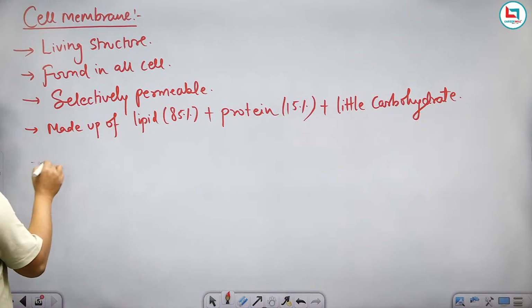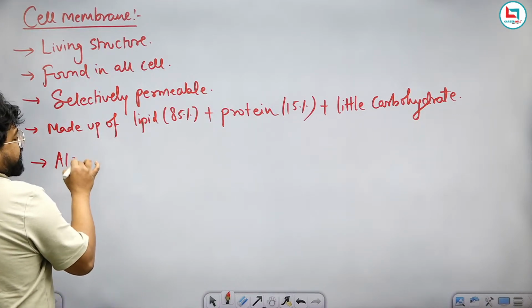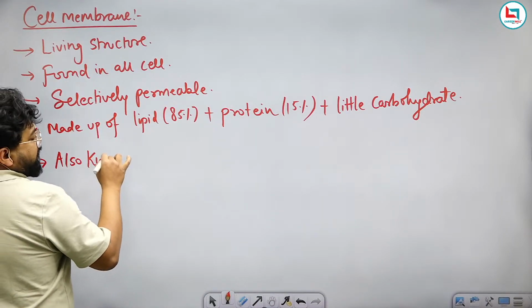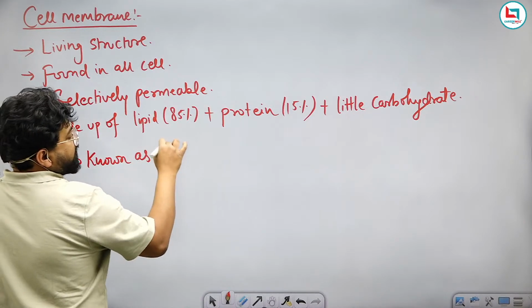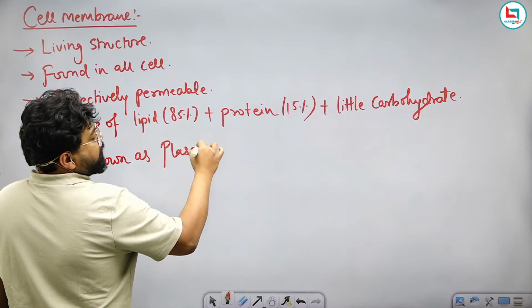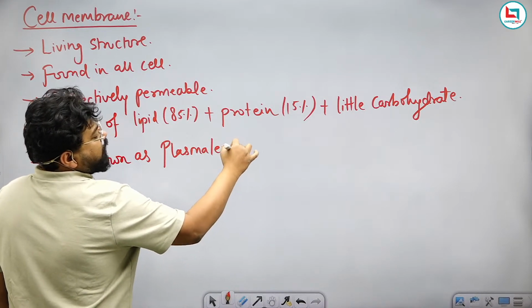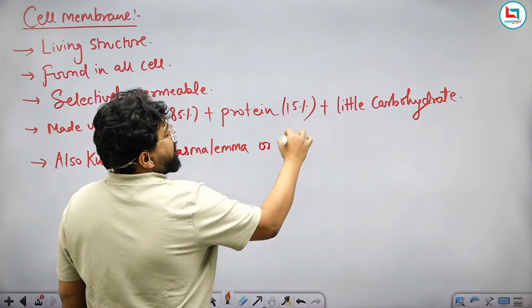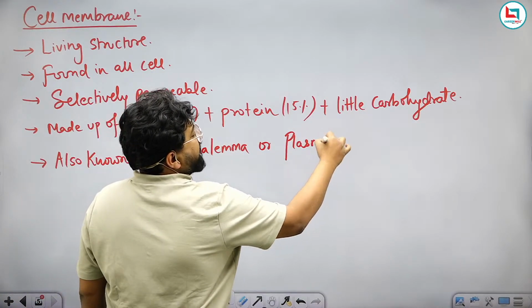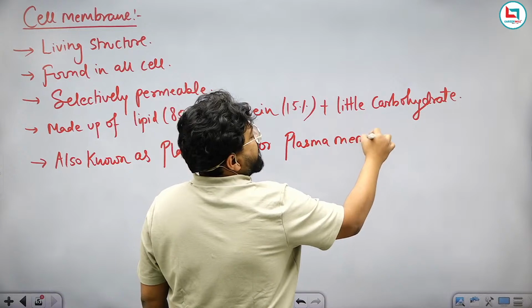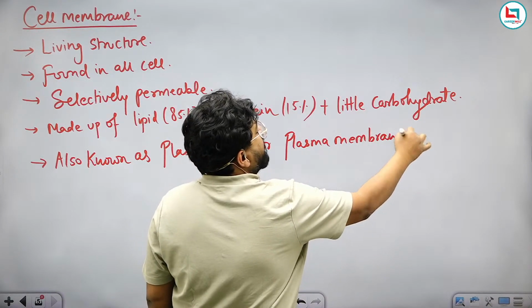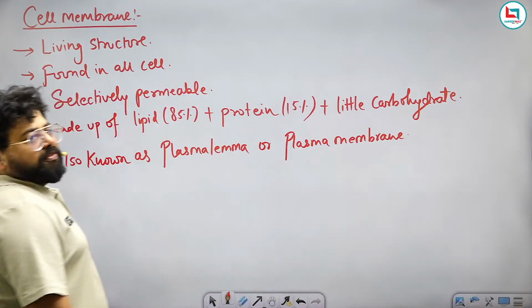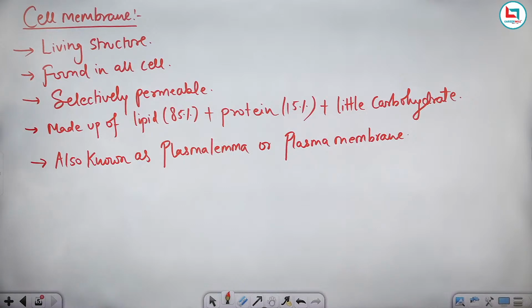Plus, cell membrane is also known as plasma lemma or plasma membrane. So we can call cell membrane as plasma lemma or plasma membrane as well. So these are the other names for cell membrane.